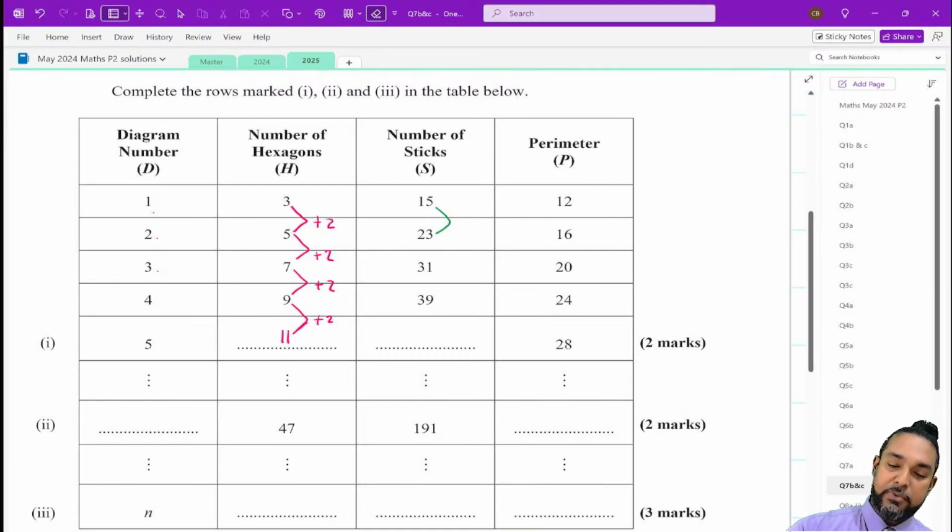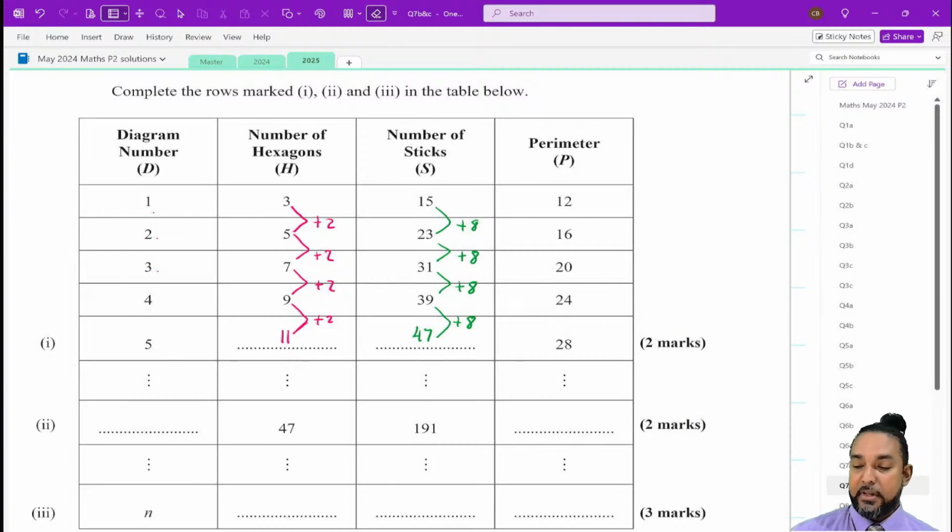So 15 to 23, that's an increase of 8. 23 to 31, that's also 8. 31 to 39 is also 8. And again, it's from 4 to 5 now. So all we'd have to do to find the item here would be to add 8. And 39 plus 8 is 47.